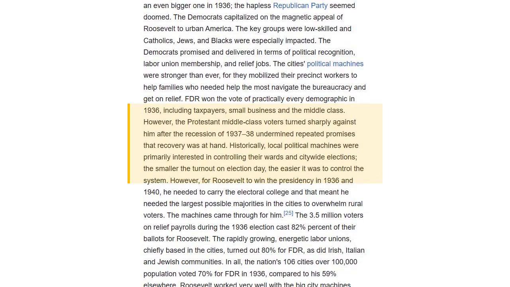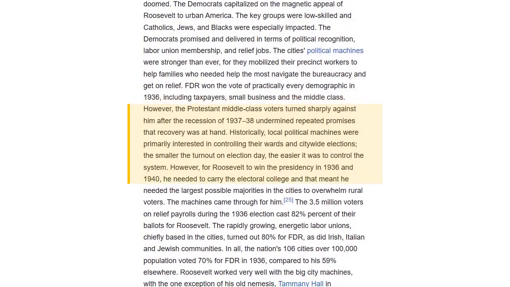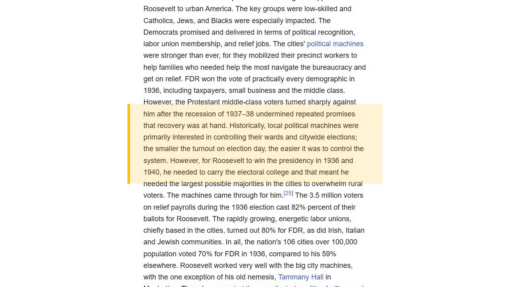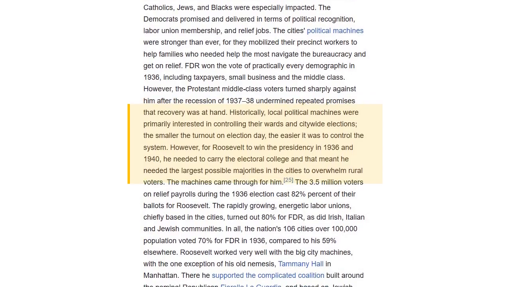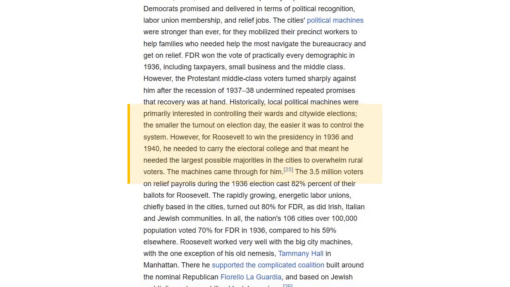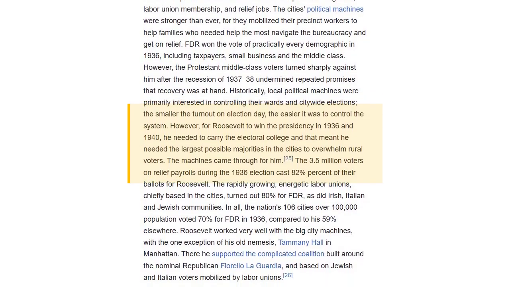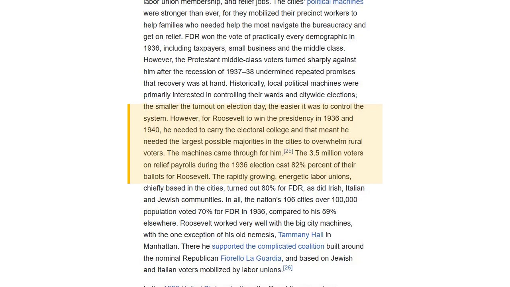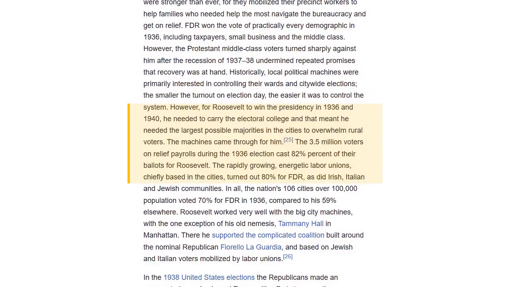Historically, local political machines were primarily interested in controlling their wards and citywide elections. The smaller the turnout on election day, the easier it was to control the system. However, for Roosevelt to win the presidency in 1936 and 1940, he needed to carry the Electoral College, and that meant he needed the largest possible majorities in the cities to overwhelm rural voters. The machines came through for him.